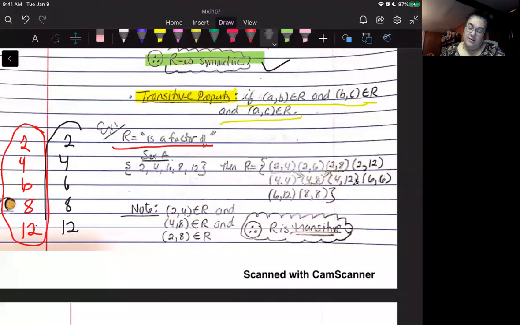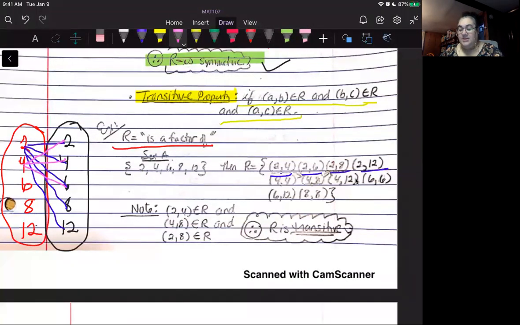Here's our second set. Let's take the Cartesian cross product of that. So we start with 2 goes to 2, 2 goes to 4, 2 goes to 6, 2 goes to 8, 2 goes to 12. That is our first set of pairs. You can see them here. Then we move on to the next one. We'll do that in pink, and it goes 4 goes to 2, 4 goes to 4, 4 goes to 6, 4 goes to 8, 4 goes to 12.